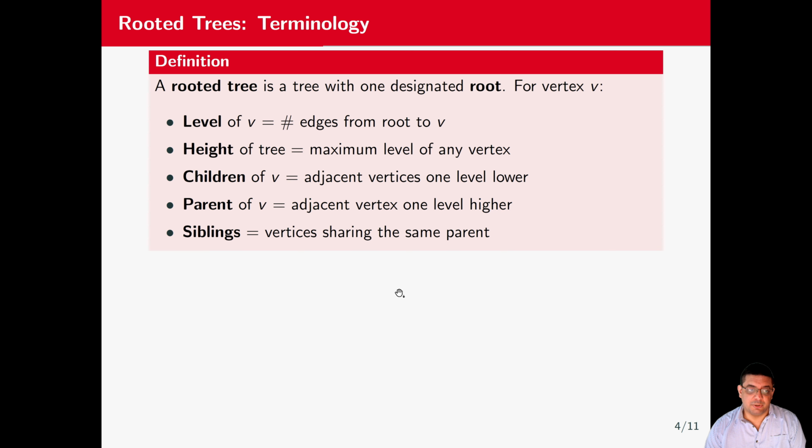Now, a rooted tree is a tree with a designated root vertex. We define some important things here, like the level of a node B, which gives the number of edges from the root to that particular node B. The height of the tree is the maximum level of any vertex. The children of B are the adjacent vertices one level lower than node B. The parent of B is the adjacent vertex one level higher. And the siblings are vertices sharing the same parent.